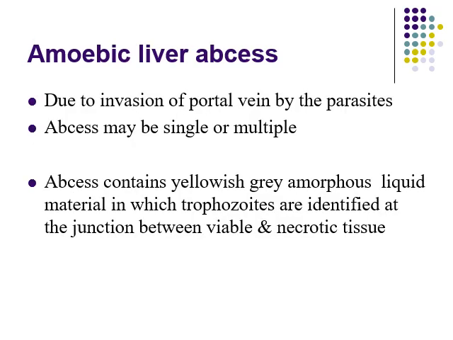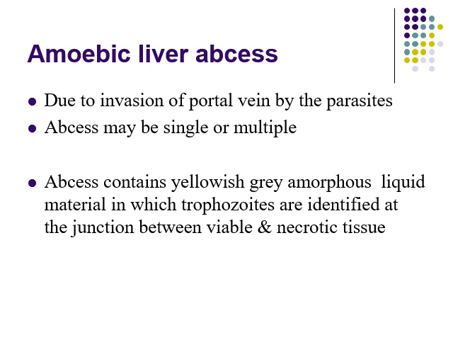Next is amoebic liver abscess. Sometimes the trophozoites from the intestine invade the portal vein, and via the portal vein they are taken to the liver, where the trophozoites cause infection and abscess. So the amoebic liver abscess may be a single abscess or there may be multiple abscesses.